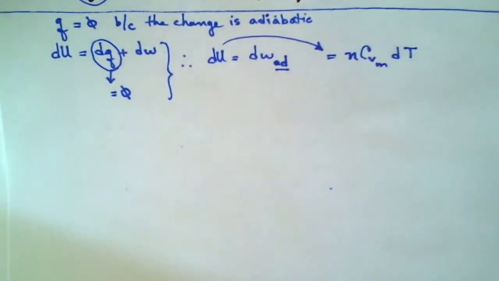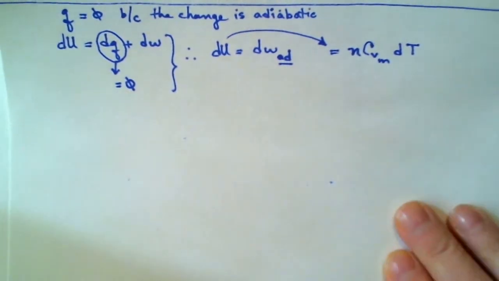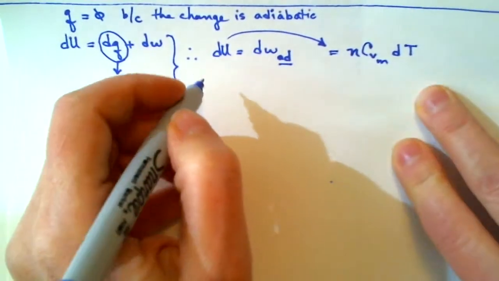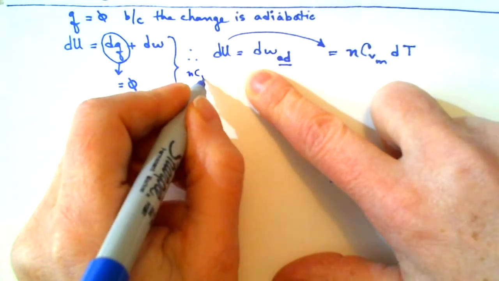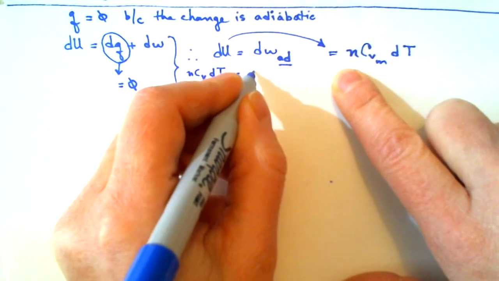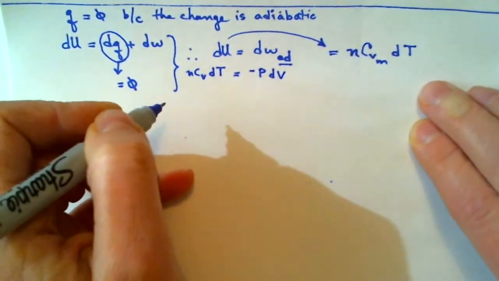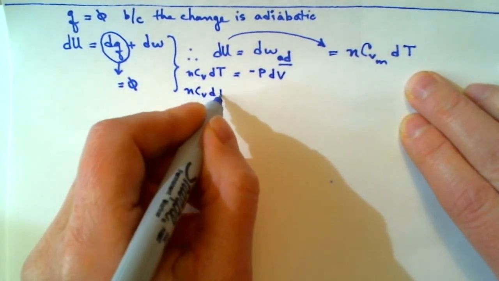Now, if you remember the formula for T final, then you can jump right into that and get on with it. But if not, then let's just do this. Okay, so dU is n Cv dT. dW is always a minus P dV. Let's leave this the way it is for a moment.